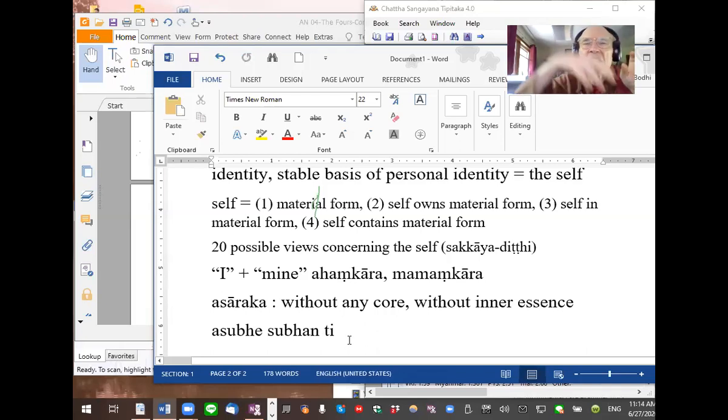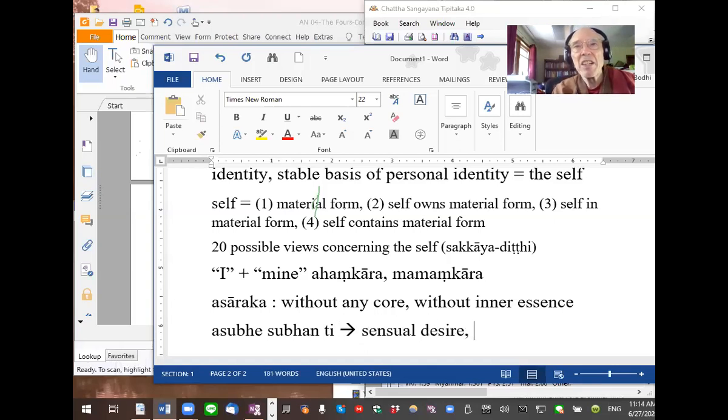And so this doesn't apply to all five aggregates in their totality, but it applies specifically to the body, and it is what serves as the basis or stimulus for the arising of sensual desire or sexual lust.